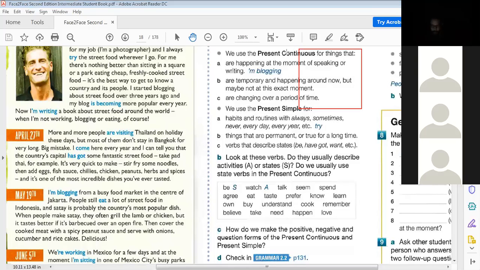Okay, guys, we're only focusing on the present continuous now. So just look for the present continuous verb forms in the text. Ignore the present simple for now and just give me a minute. I'll be right back.